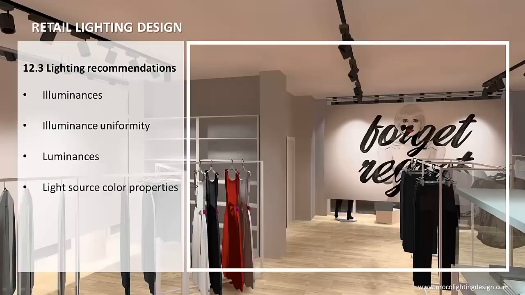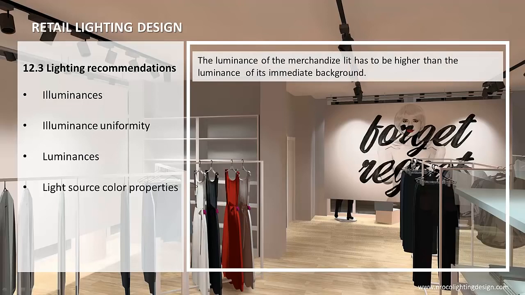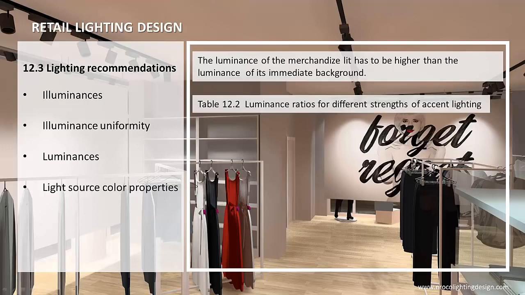Chapter 12.3.3 Luminances. For accent lighting to be effective, the luminance of the merchandise lit has to be higher than the luminance of its immediate background. Different luminance ratios will give different strengths of highlights and shadows. Table 12.2 indicates the luminance ratio for different strengths of accents. Table 12.2: Luminance ratios for different strengths of accent lighting.